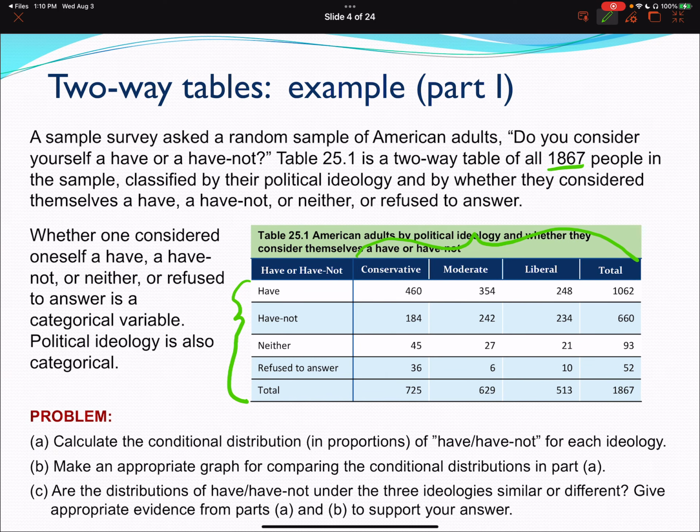For example, for conservatives, have would be 460 out of 725, and we convert that to a decimal. Have not would be 184 out of 725, because there were 725 conservatives. Neither would be 45 out of 725, and 36 would be the refuse to answer out of 725. Let me show you all those calculations on the next slide, right? We're just converting everything to a percentage.